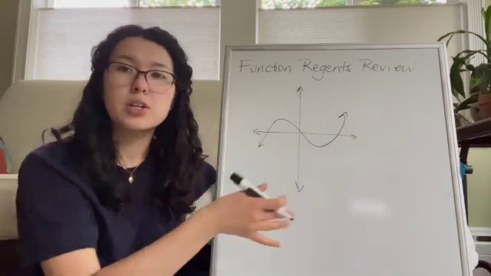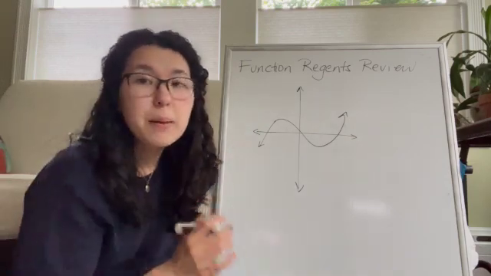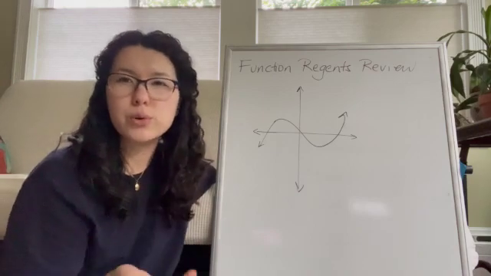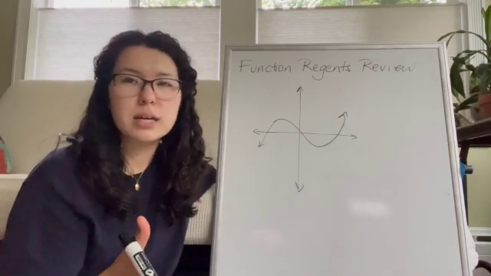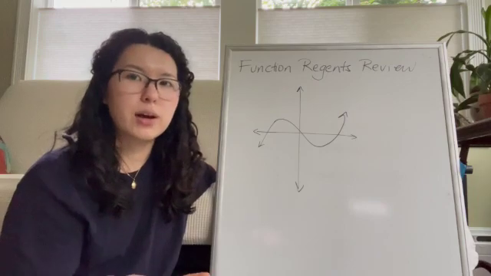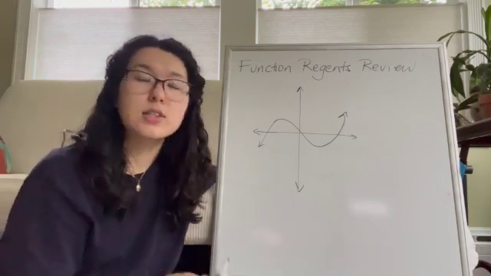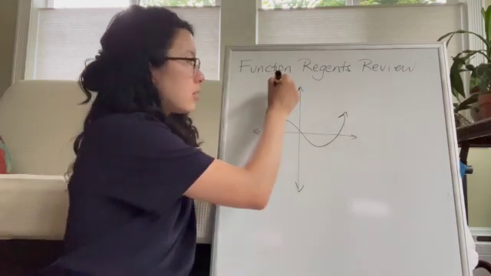This is a variation of a sine or cosine curve, but you don't need to know that right now. All you need to be able to do is identify whether or not it's a function. Again, we're testing, does every single input value only have one output value? And in this case, it does, and the way we can tell is through the vertical line test.